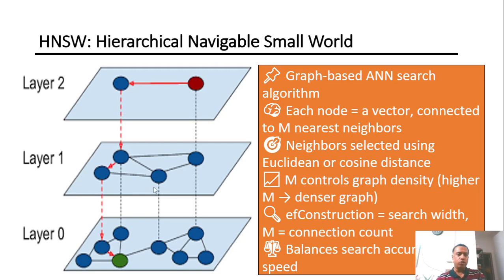Each node that you see over here represents a vector. Your lower layer would have more nodes. As you keep moving up, you see the number of nodes reducing. That is why you have a skip happening. We will appreciate this better when you see how a query vector navigates through this to get to the top k.